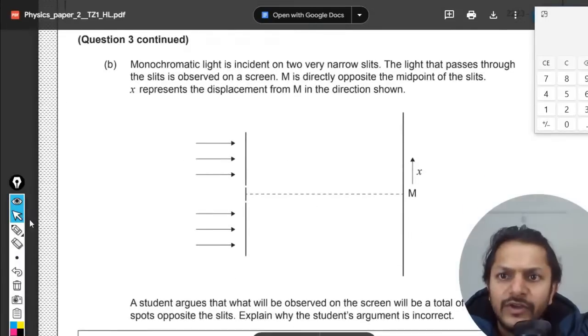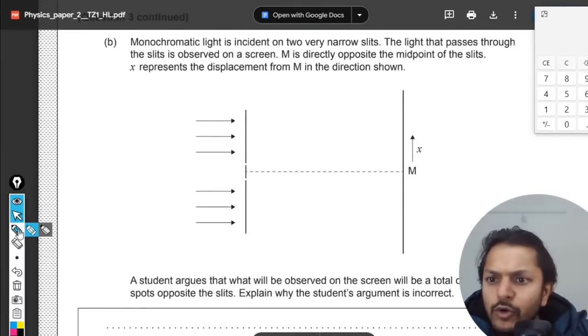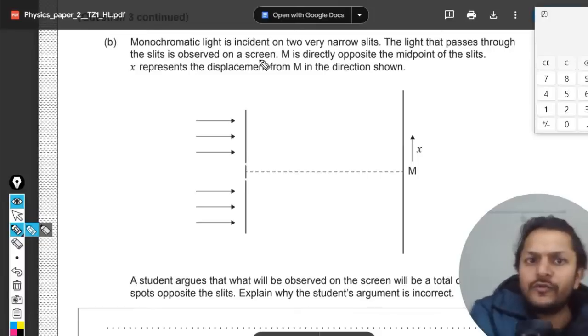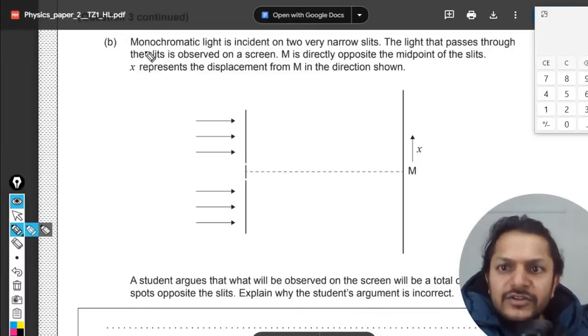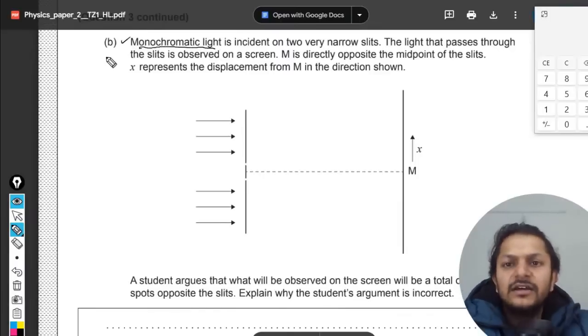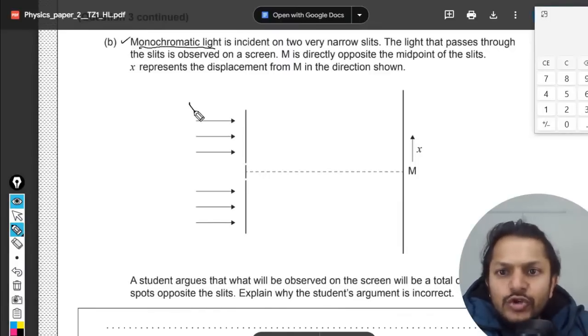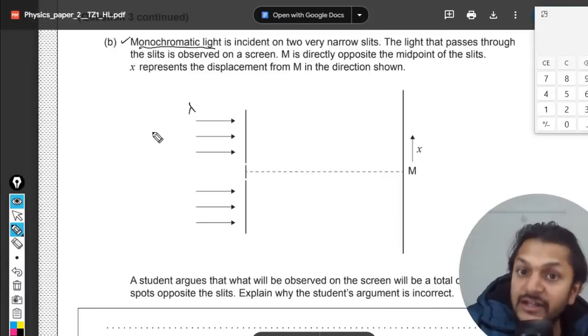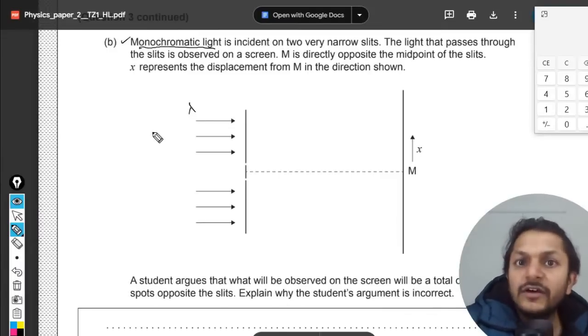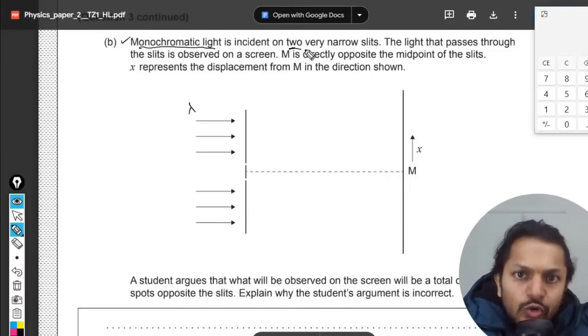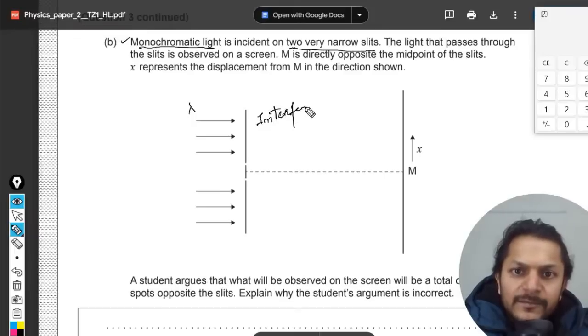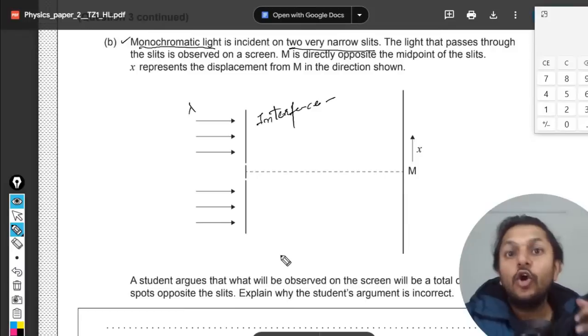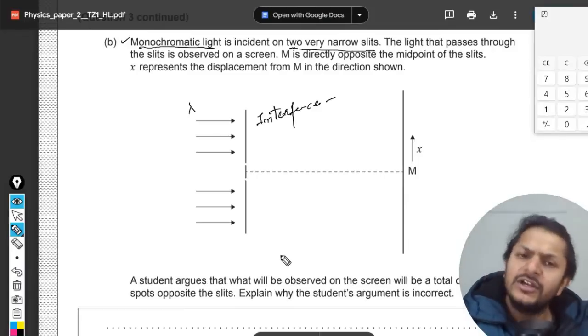Okay, so now we have a different statement. Monochromatic light is incident on two very narrow slits. Okay, so first of all, monochromatic means that the light which is coming has a uniform wavelength. It's not a mixture of two or three radiations, as is the case with the diffraction grating, but it is clearly the case of interference. Now, two narrow slits means that we would be talking about the interference rather than the diffraction, or interference overlapped with the diffraction pattern. So that we will see.